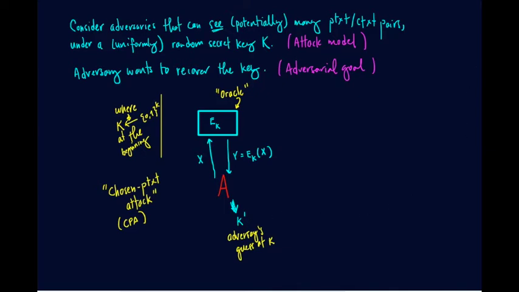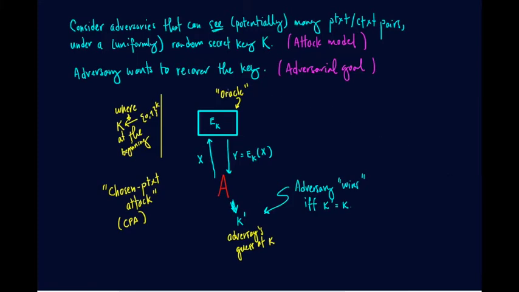So maybe let's write this off to the side. The adversary wins if k prime equals k. Okay, well, ta-da! This is your very first picture of a security notion. So let's step through the experiment once again. It's not quite complete yet, but it's pretty close.